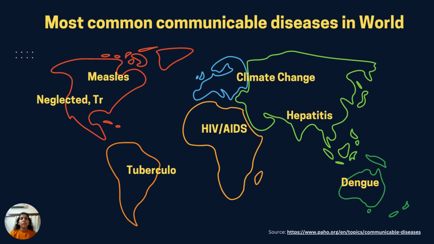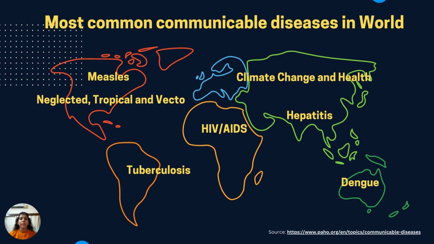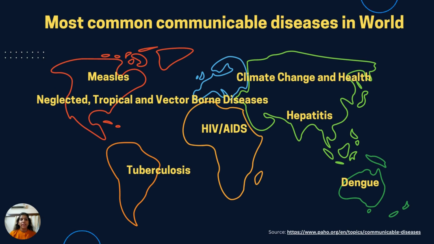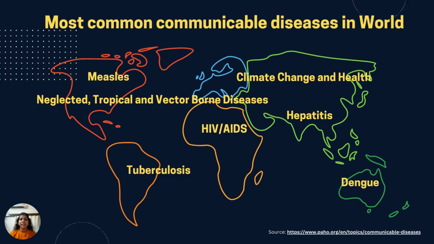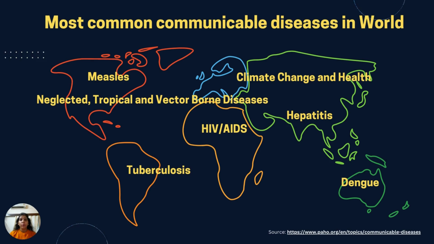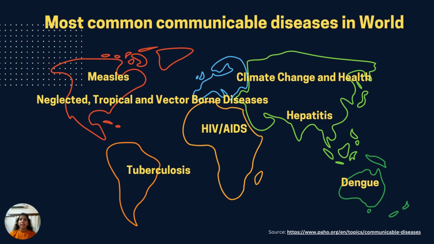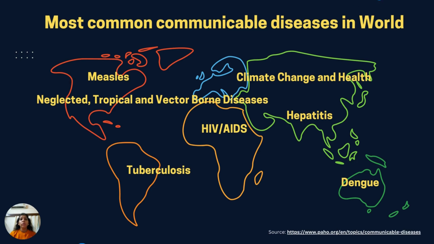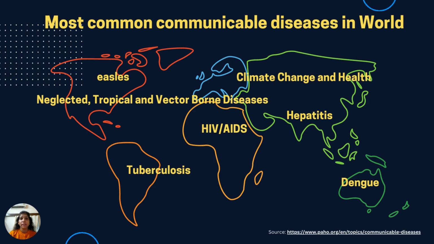And then let's look at what diseases we see globally. Most commonly, measles, neglected tropical and vector-borne diseases, HIV or AIDS, hepatitis, dengue, tuberculosis, and climate change and health are all examples of the most common communicable diseases globally.